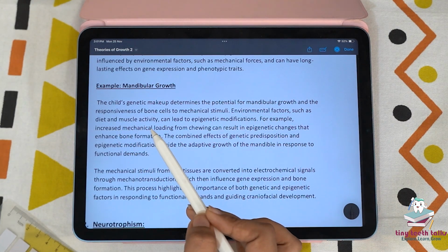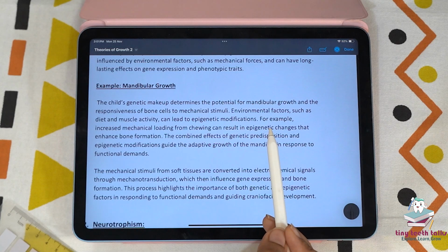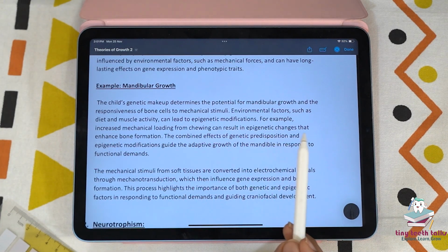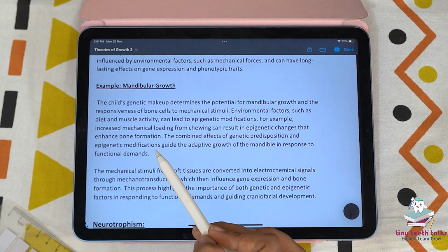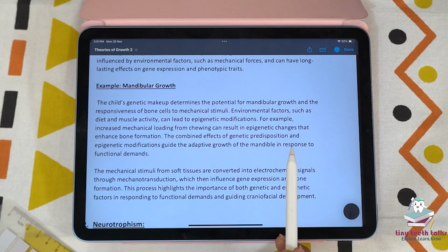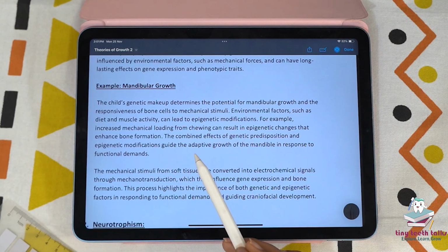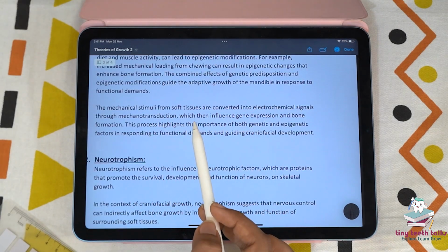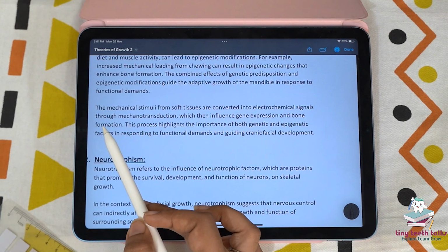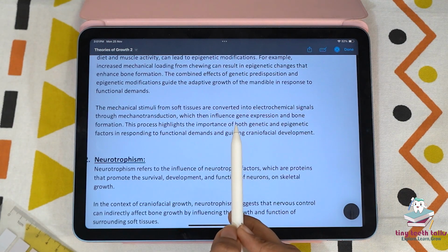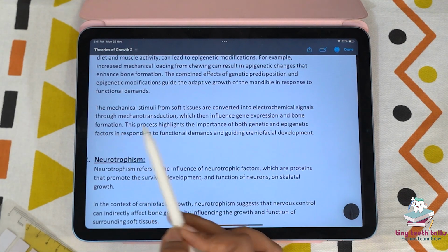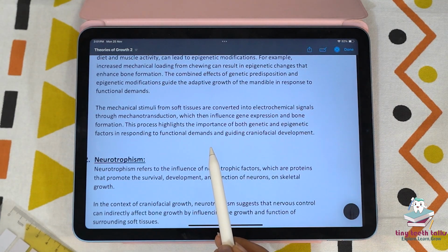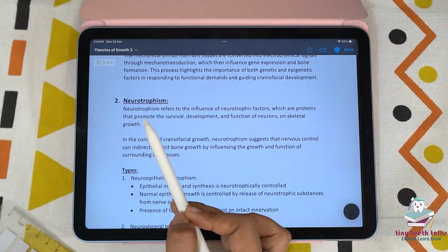Environmental factors such as diet and muscle activity can lead to epigenetic modifications. For example, increased mechanical loading from chewing can result in epigenetic changes that enhance bone formation. This combined effect of genetic predisposition and epigenetic modification guides the adaptive growth of the mandible in response to functional demands. The mechanical stimuli from soft tissues are converted into electrochemical signals through mechanotransduction, which then influences gene expression and bone formation. This process highlights the importance of both genetic and epigenetic factors in response to functional demands and in guiding craniofacial development. Coming to neurotrophism.